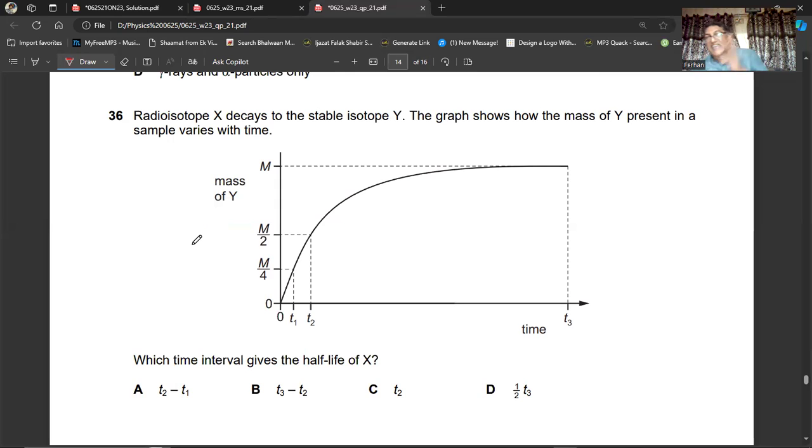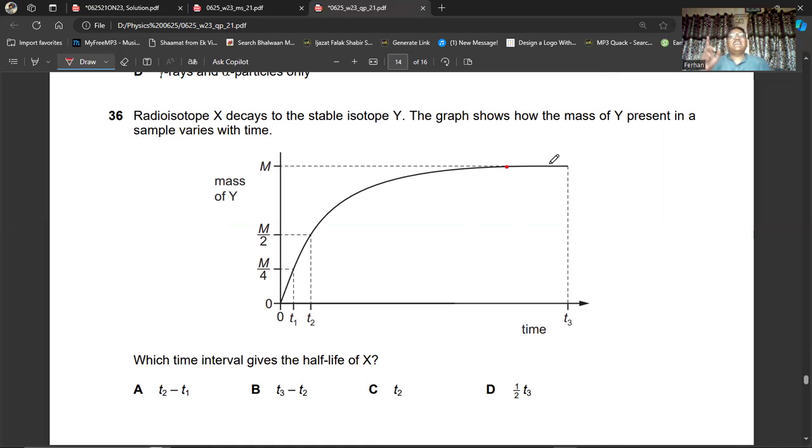Okay, so Y here is our daughter nucleus. This is formed after the decay. And obviously at the start, its mass is 0, and then gradually its mass increases. So that means after this time, you see, the mass of the Y is not changing. That means the decay process has stopped. After this, the mass of the Y is no more increasing. So that means the decay process has completed, and now the value of the Y is not increasing.